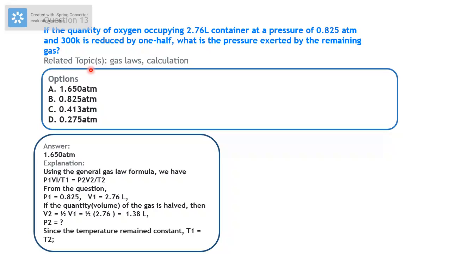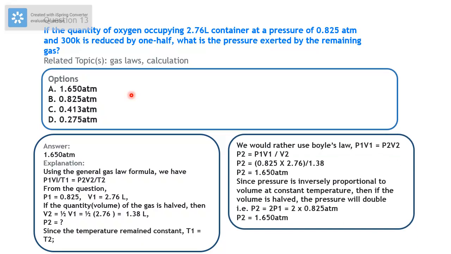Okay, it remained at 300 Kelvin. All right. So since we have a constant temperature here, we will rather use Boyle's law. We just say P1 V1 is equal to P2 V2. Why? Because this T1 and T2 will cancel themselves out.